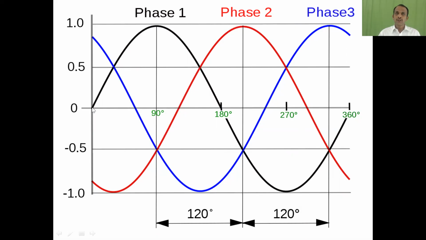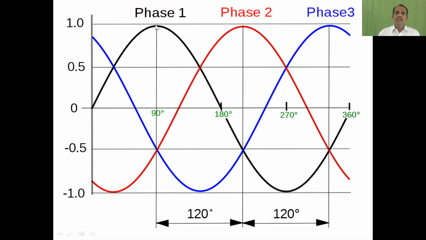One is starting at 0 degrees, the other one is starting at 120 degrees, the third one is starting at 240 degrees. So we can conclude from this that they are all equal in magnitude, but they are displaced by 120 degrees. This is how a three-phase waveform occurs.